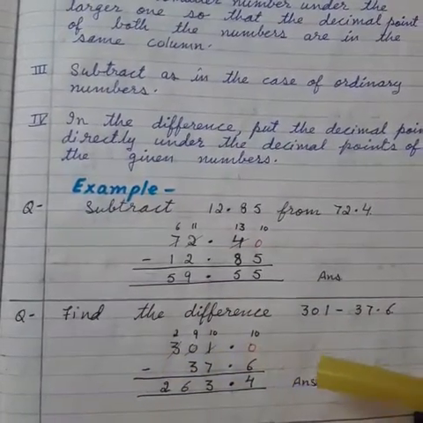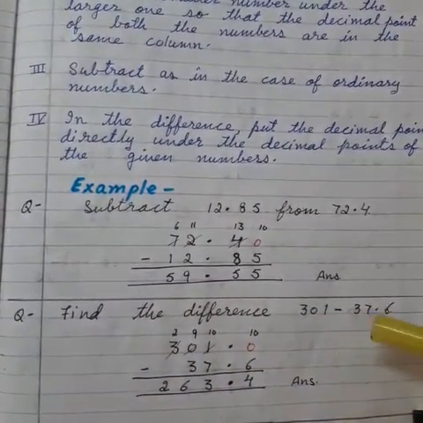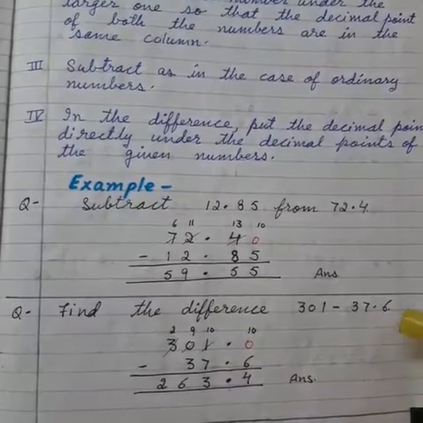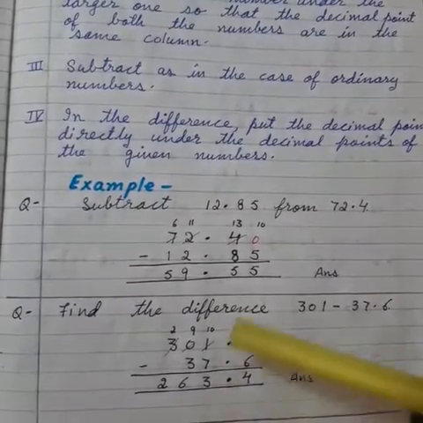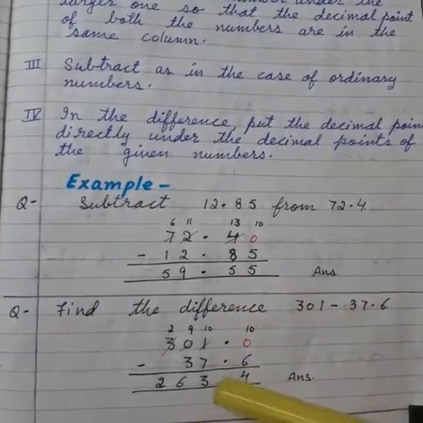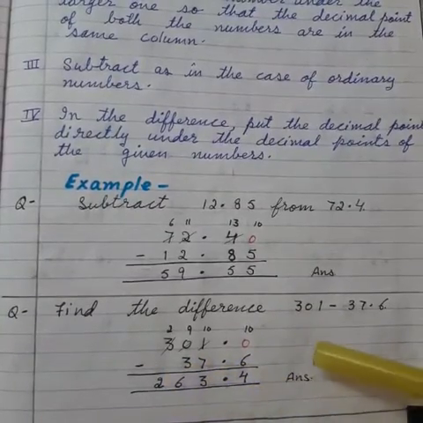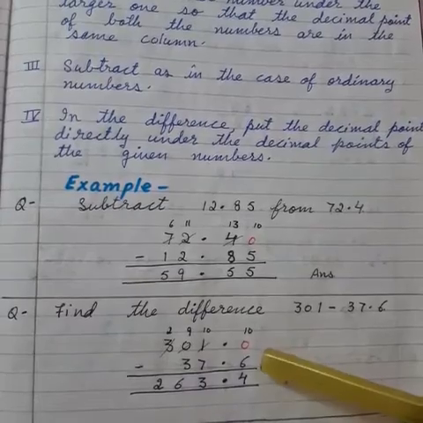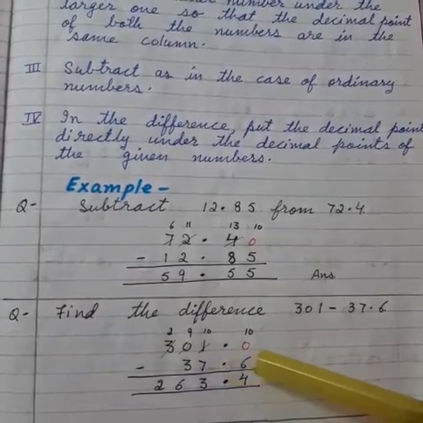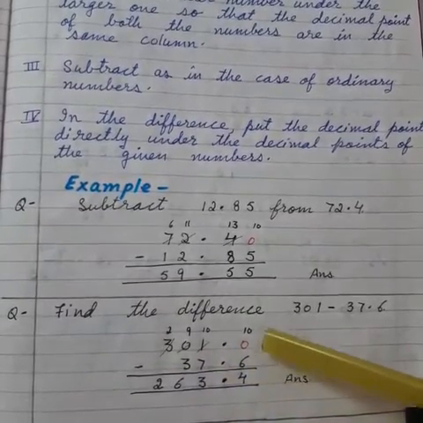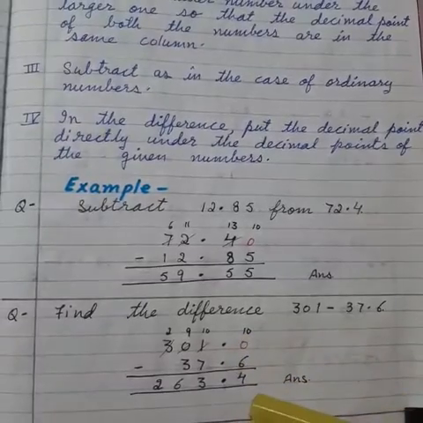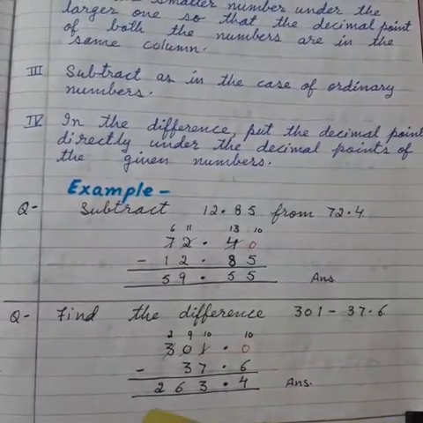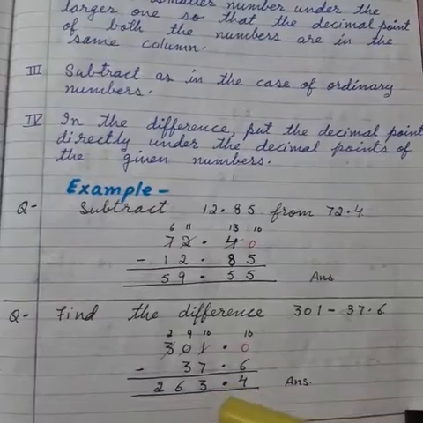Let us see another example. Find the difference between 301 and 37.6. So again we will arrange them in the columns and we see that 301 does not have anything as a decimal fraction. So after the decimal we will place 10 and then borrow the digits and simply subtract to get the answer as 263.4.